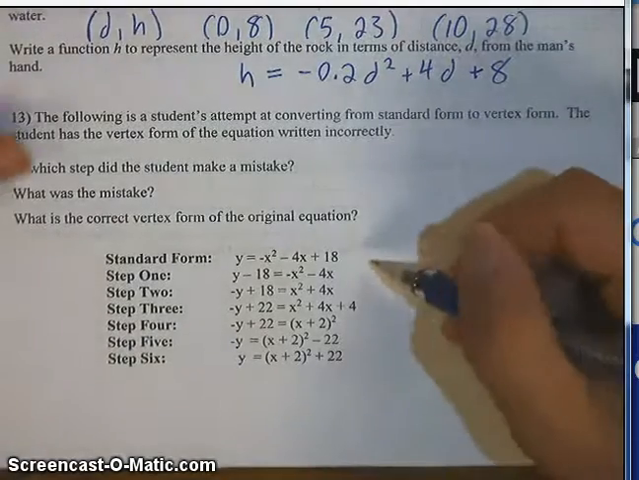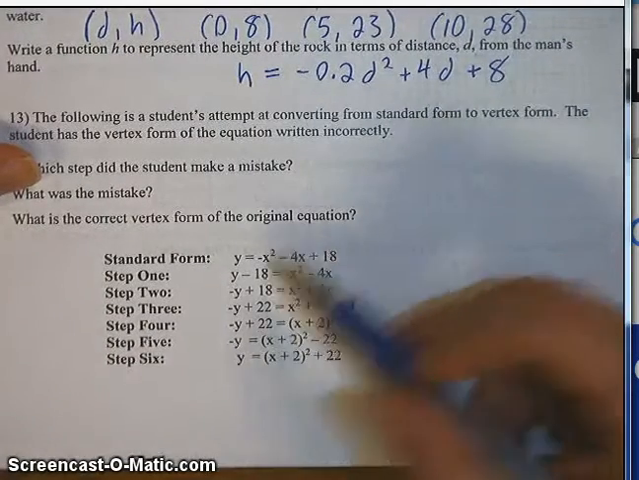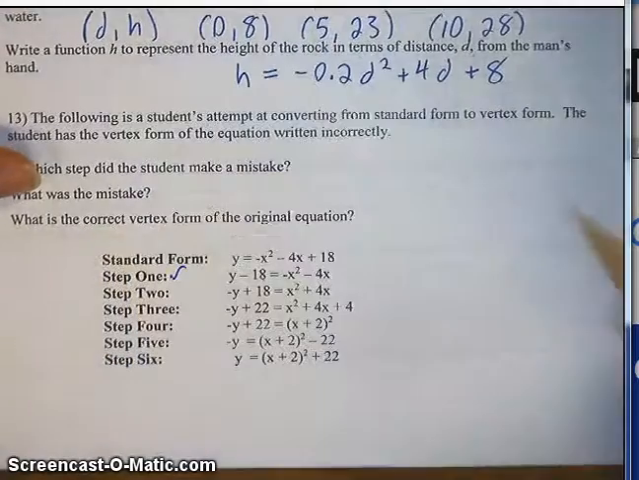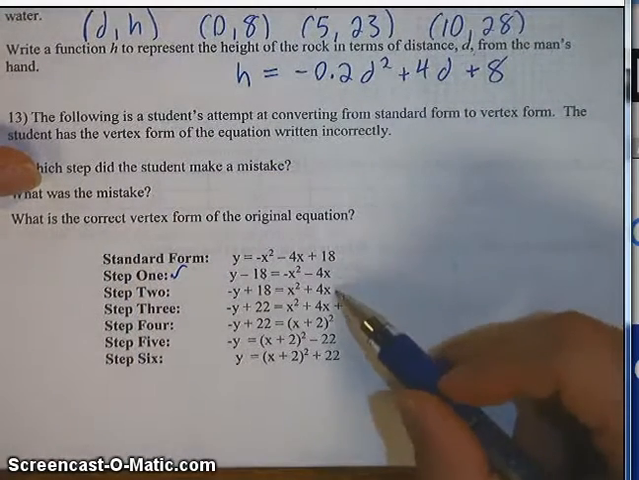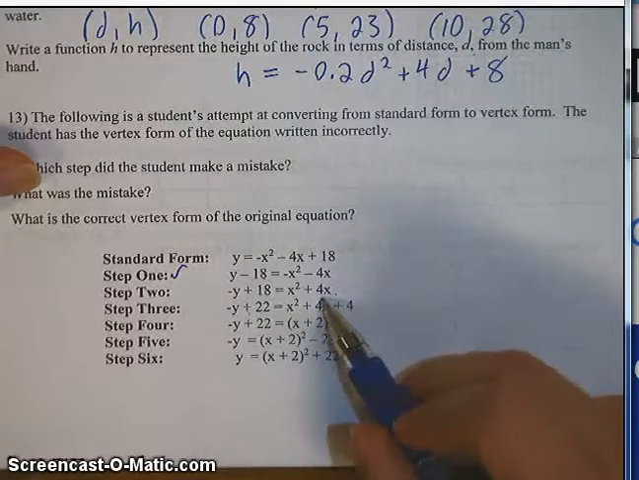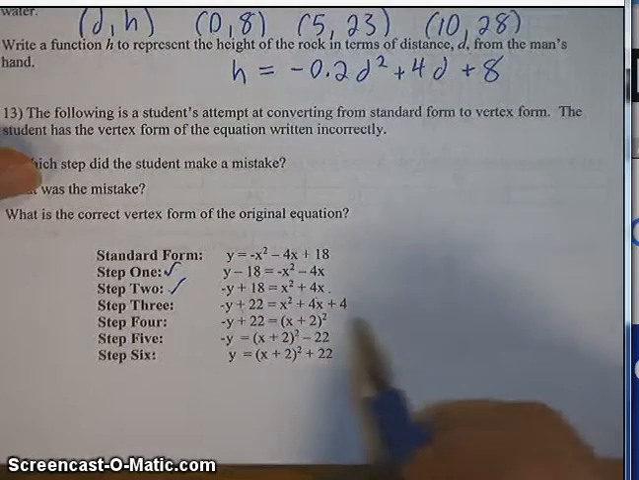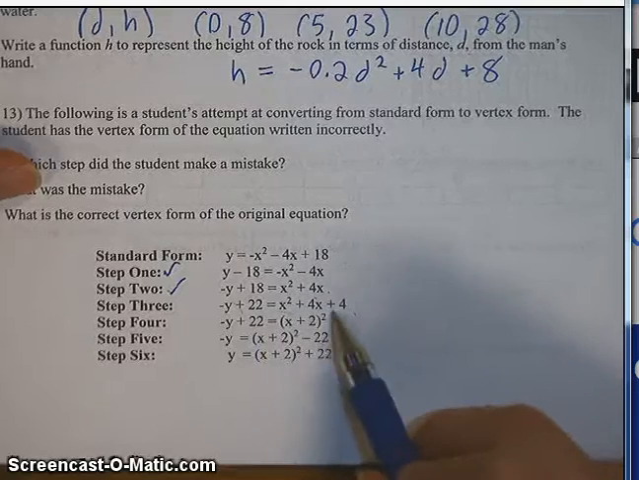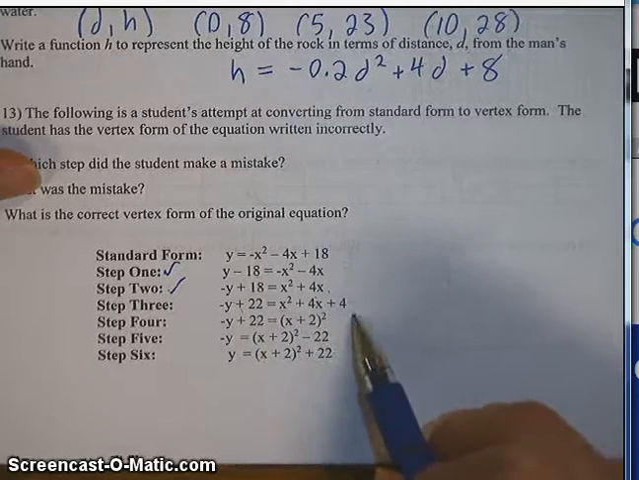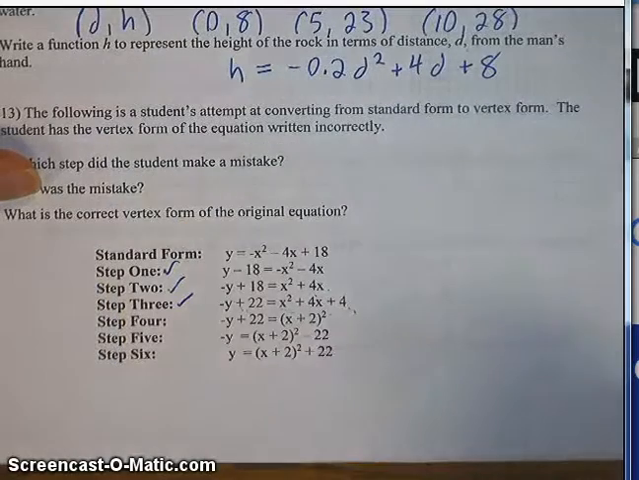Alright, so I'm just going to go through here. It looks like in step 1 they just brought the 18 over to get the negative 18. I'm feeling good about that. I'm going to say step 1's good. Here they divided out the negative and they switched out all the signs. That looks right. I'm going to put a big check mark on step 2. Step 3, it looks like he turned the right side into a perfect square trinomial by adding 4. It looks like he added 4 to both sides. I'm feeling pretty good about that.